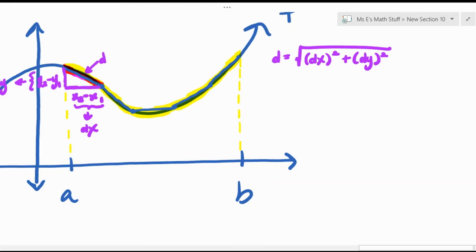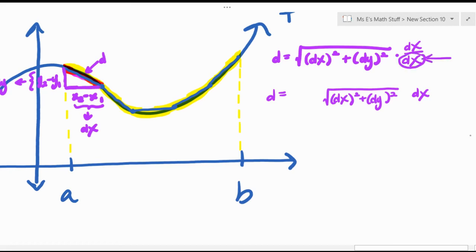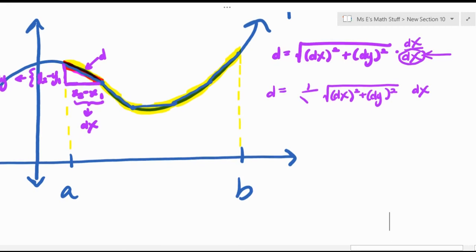So for starters, I'm going to take this square root and multiply it by a creative version of 1. And here's my creative version of 1: I'm going to multiply by dx over dx. Then, just to be a little more manipulative, I am going to split the dx over dx by leaving the dx that's on the top where it is. I'm going to copy the square root function as is. And then this little dx that's on the bottom, I'm going to write over here as 1 over dx.